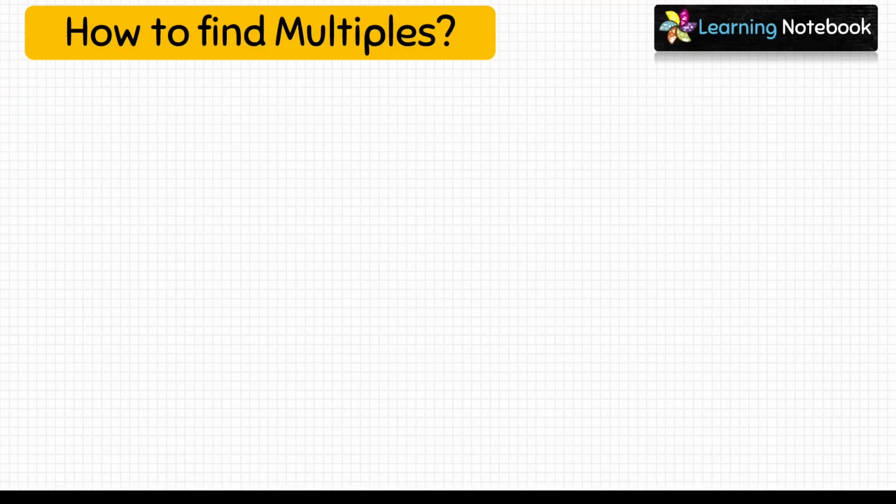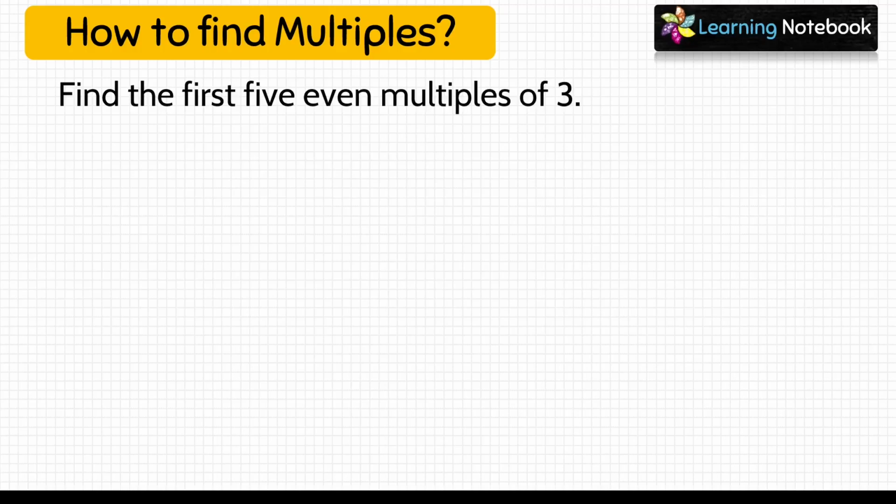Now let's see the next question. Find the first 5 even multiples of 3. Students, to get even multiples, we cannot multiply the number by 1, 2, 3 and so on. Because in this way, we will get even as well as odd multiples.